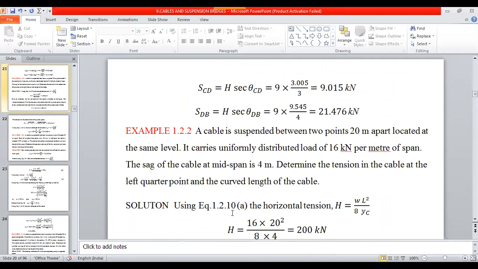Let us take the same supports at the same level carrying uniformly distributed load. Let's see. A cable is, let us take another example. A cable is suspended between 2 points 20 meters apart, located at the same level. It carries a uniformly distributed load of 16 kN per meter of span. So that is nothing but uniformly distributed load of 16 kN per meter. The sag or dip of the cable at mid span is 4 meters.